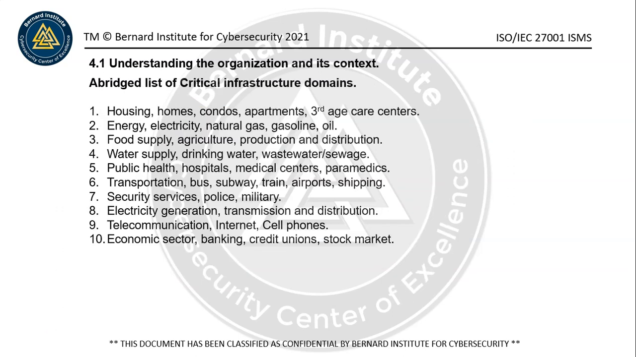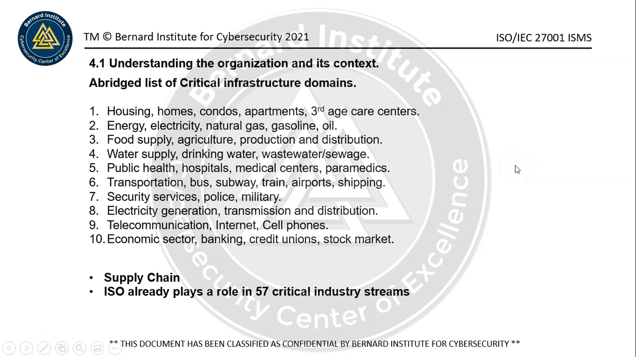Now, of course, depending on where your business lies in the critical infrastructure, are you in the housing market, energy, food supply, water supply, public health, transportation, security services, electrical, telecommunications, or economic sector? Maybe you're just making money. You're just a commercial business. Maybe you're in banking, credit union, stock market, or maybe you're doing something else. Maybe you're producing some kind of a service to other organizations. But where are you in the supply chain? So this really gets to the supply chain.